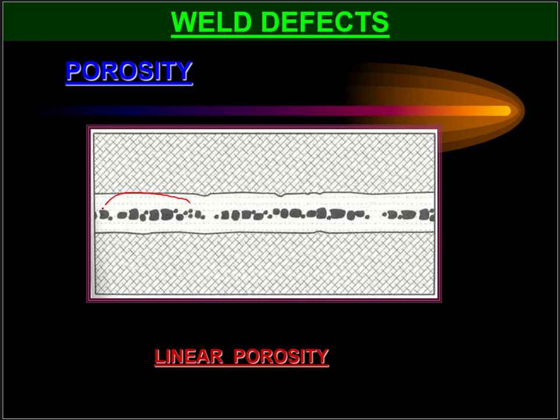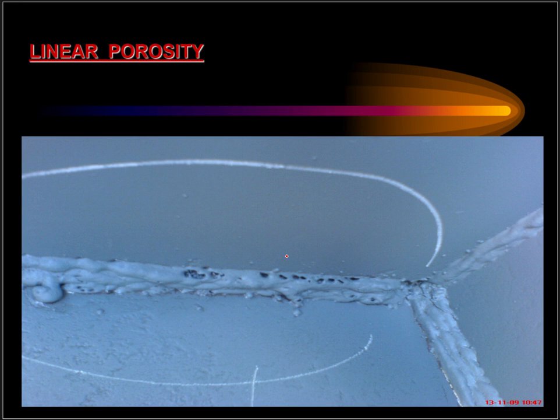And linear porosity. Linear porosity is a defect where cluster porosity is formed in a linear direction. You can see this is the linear porosity. This is cluster porosity, this is the cluster porosity, this is the linear porosity.